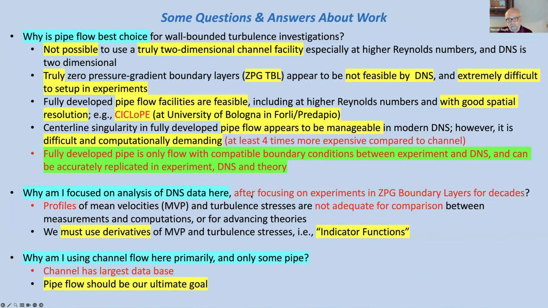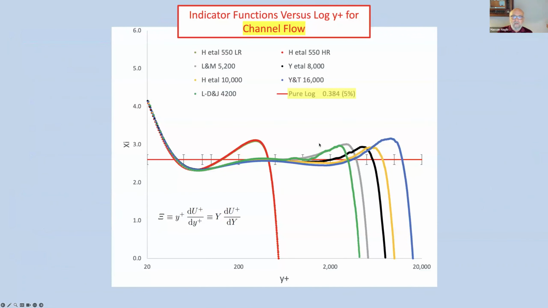Now, you should ask yourself, for someone who for decades focused on ZPG boundary layers and experiments, why am I using primarily DNS in the next remaining slides? Well, the reason is with DNS, I can calculate the indicator function more accurately. I can differentiate the data and get the indicator function. In the experiments, as I said, PIV has made recent strides, but otherwise. Okay, so now I start showing you about 10 slides with indicator functions, so I won't be switching.